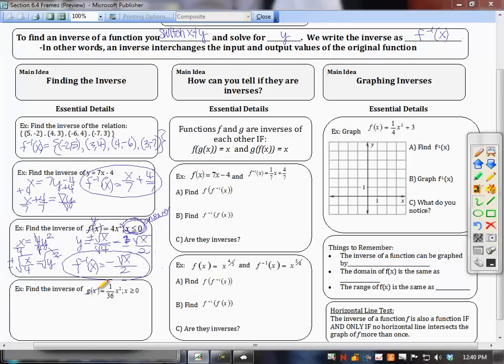Okay? Last one, same type of idea. Let's do that again. I'm going to change this to a y. And now I'm going to switch: x equals 1 over 36 y squared.